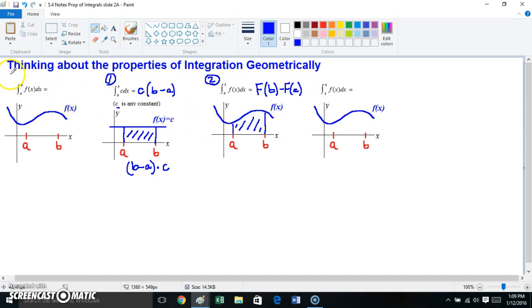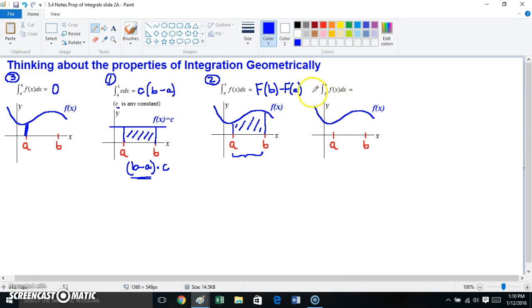Okay, so now I'm going to come back to this first one here. I'm going to call it example 3 though. And the limits of integration say we're going to go from a to a. In other words, there is no horizontal change, as in this b minus a. And so the integral from a to a of f of x dx would be 0. There is no area.